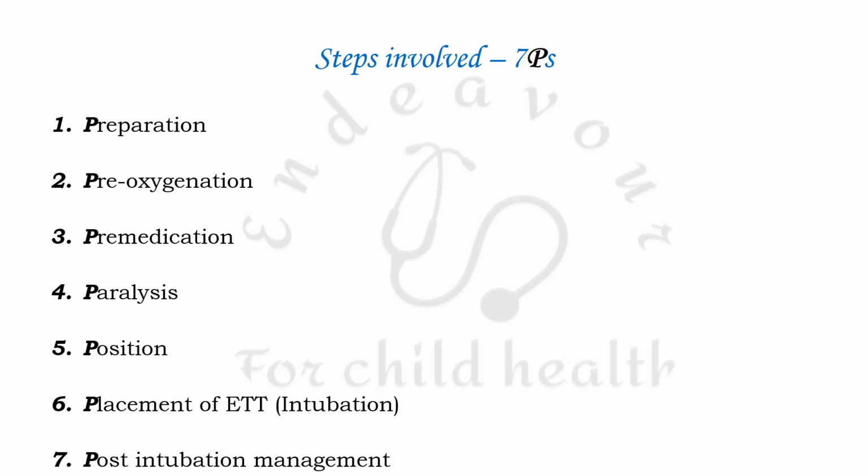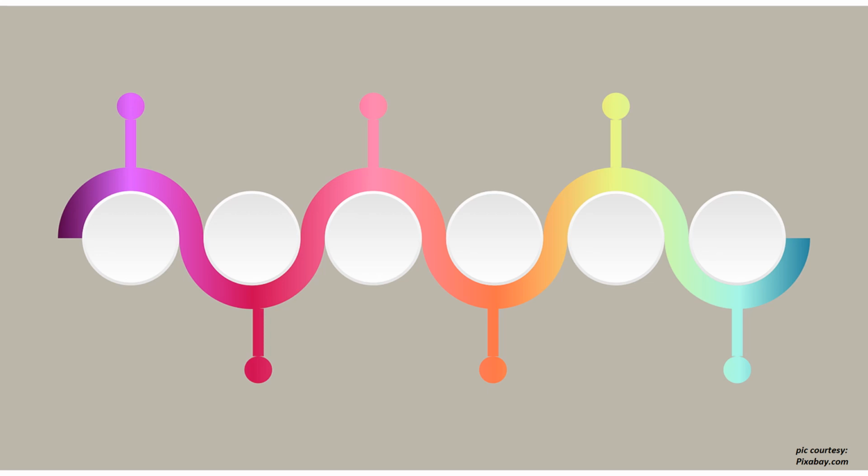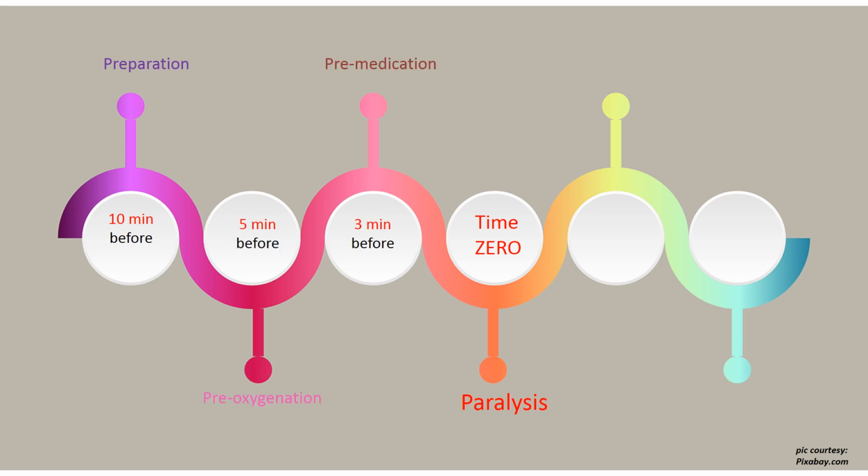Induction of paralysis. If we see the timeline, the time of inducing or initiating the paralysis is taken to be time 0. Note here that it is the time of paralysis and not the time of intubation which is time 0. Steps to be done before are preparation 10 minutes before, pre-oxygenation 5 minutes before, and pre-medication 3 minutes before. Position the head 30 seconds after paralysis and intubate 45 seconds later, and 60 seconds later you start the post-intubation care.